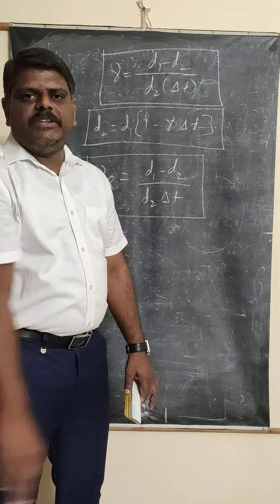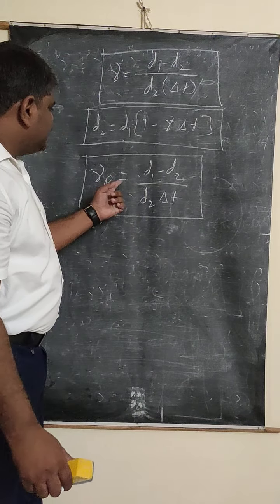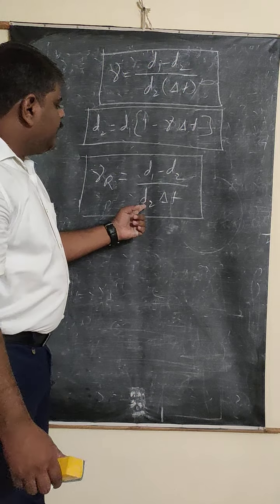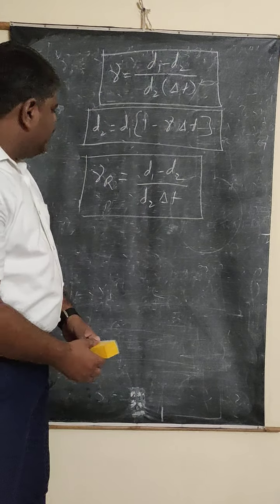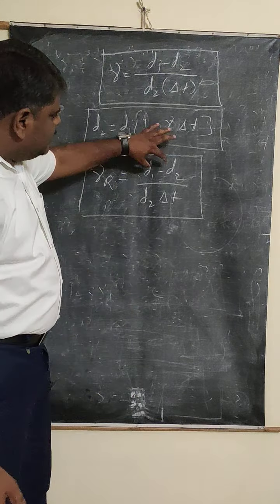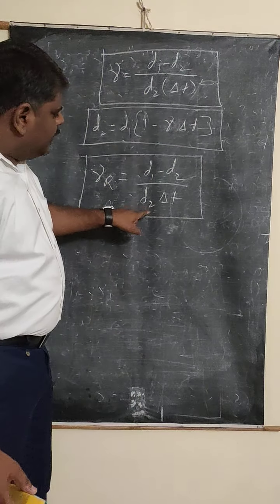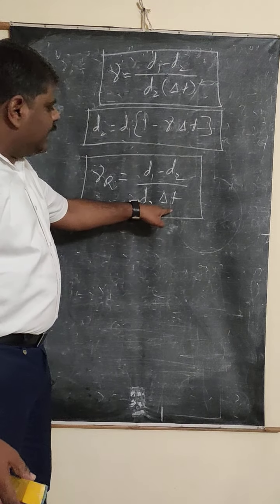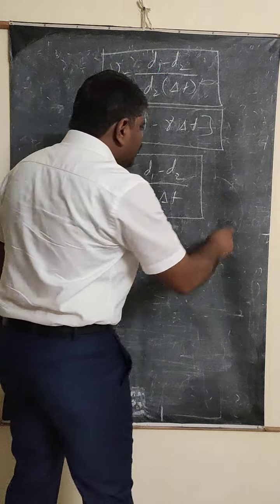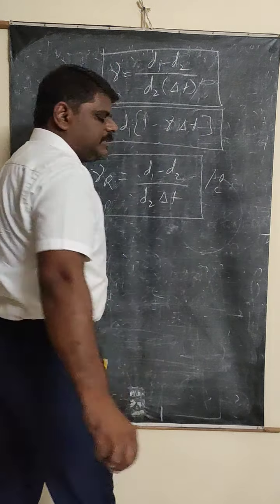Same type of change, no change will be there. Gamma R is equal to (D1 minus D2) by D2 into delta T. The units are again the same, because in the change in density, the density units cancel. In the denominator there is temperature, so the unit will be per degree Celsius.